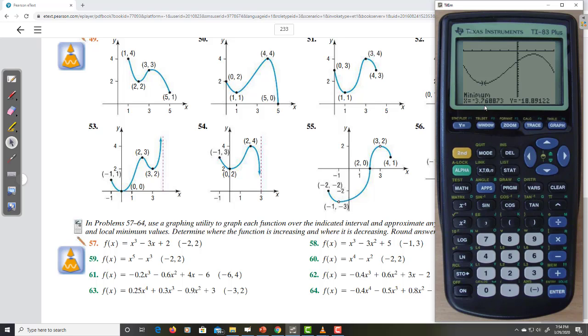So there we go. Negative 3.76. And then I'm just going to write the point. Negative 3.77. And then negative 18.89. That's the minimum. The maximum. Well, we go back into the menu. Second of trace. Get maximum.